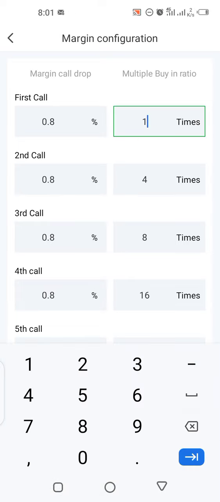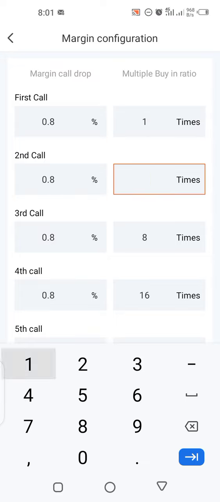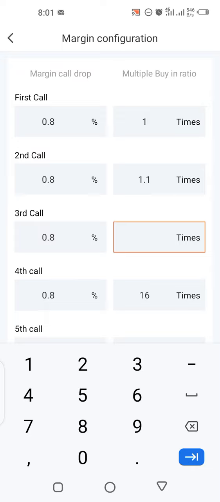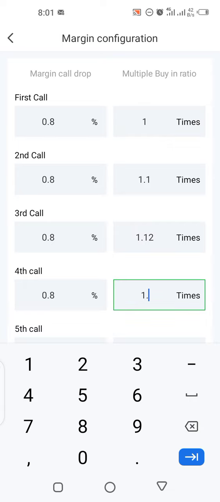So if I put a 1 there, I can put a 1.1 there, and then I put a 1.12 there, then a 1.13. This is simple. The reason why you don't want to invest a lot of money in the first four margin calls is that when the market rises, the robot sells everything at once. So it will be 15 times 1, which is 15. But the next call is 15 times 1.1, which is 16.5. It looks like little money.